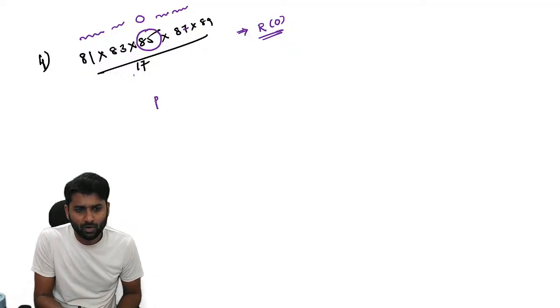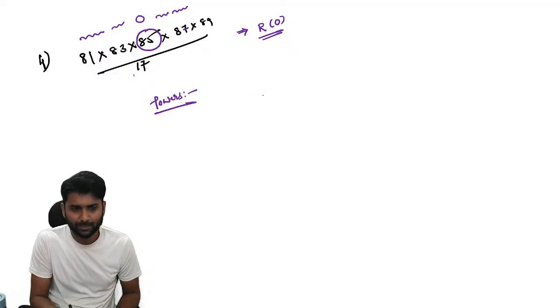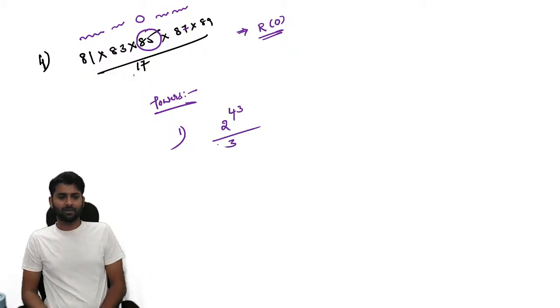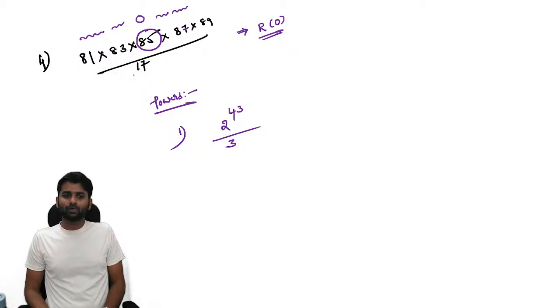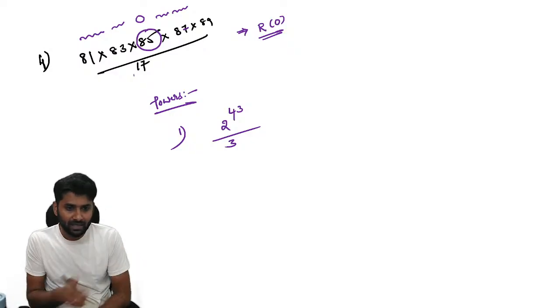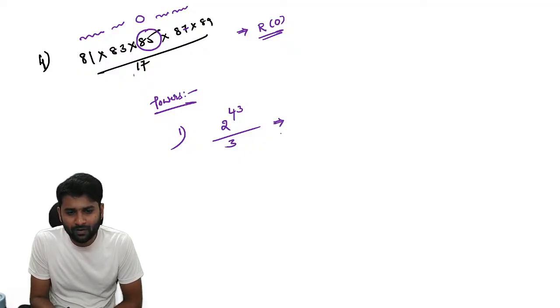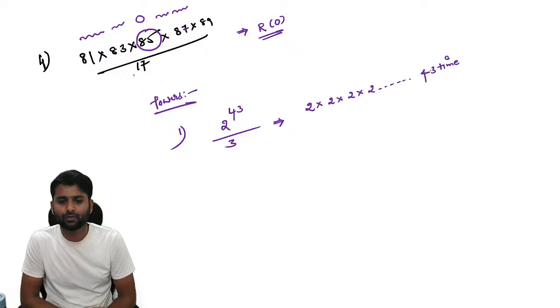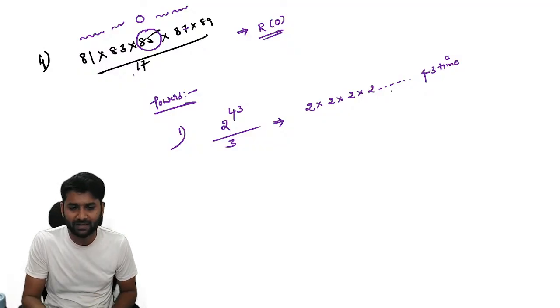Let's go for the next one. Model number 3. It's all about the powers. 2 power 43 is divided by 3. Till now we know the product values, but if it is the power value, how are we going to solve? Understand this model. If 2 power 43 is all about, 2 is repeated. 2 is repeated how many times here? 43 times.